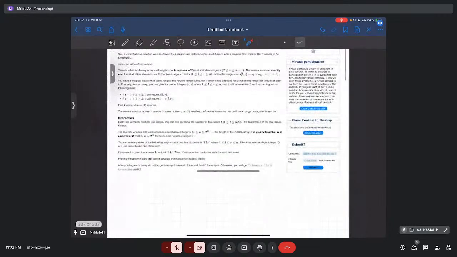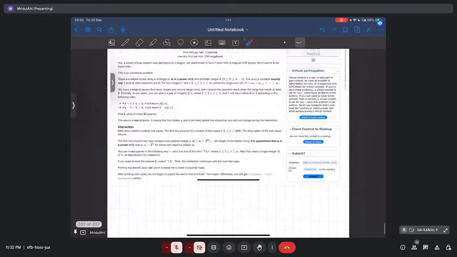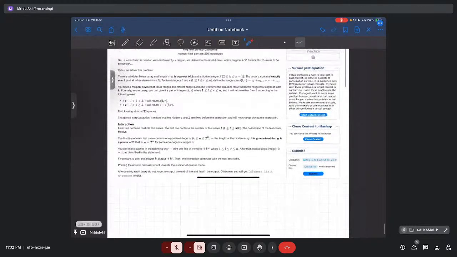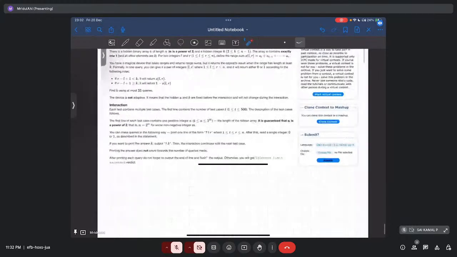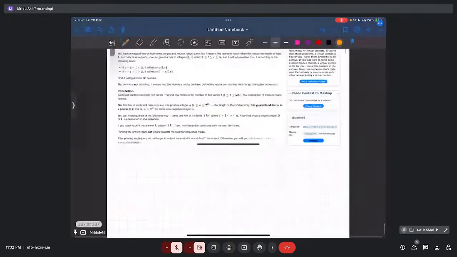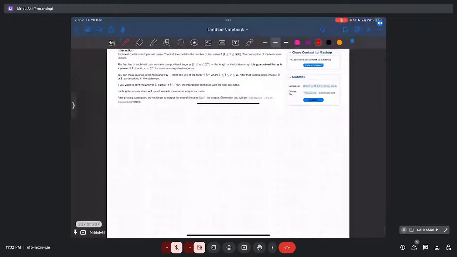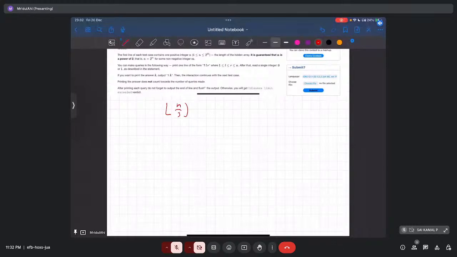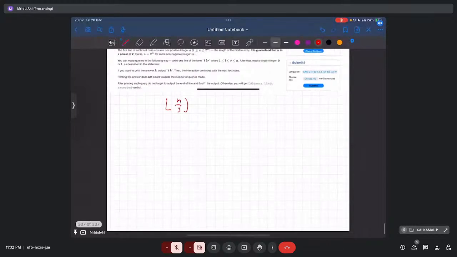So the key info here is that there is exactly one 1 in the array and the remaining are all zeros. Also observe that n is greater than or equal to 4. The idea is that first we divide the array into three parts of length floor of n by 3. We don't consider the remaining part right now.